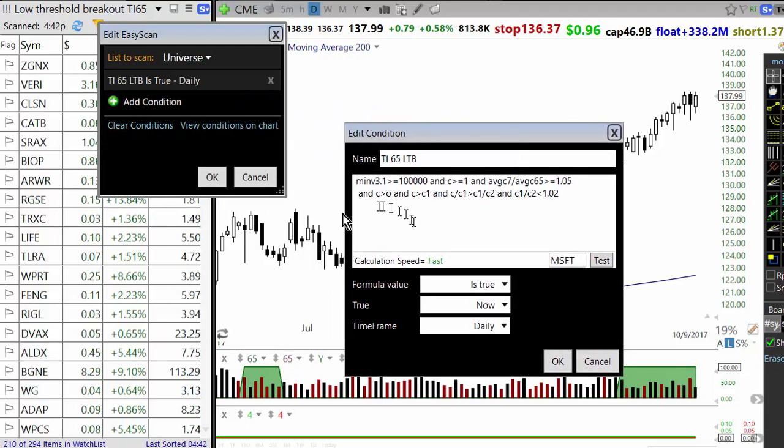The first part of the condition looks for a stock which has traded at least 100,000 in the last 3 days as of yesterday. 3.1 in IntelliChart is a convention you use to find a stock which has traded more than 100,000 in the last 3 trading days. Price is above 1, and trend intensity, which is average C by average C 65, is greater than 1.05. So you're looking for a stock which has an established trend intensity, or established momentum. Now the next part is what the low threshold breakout is.